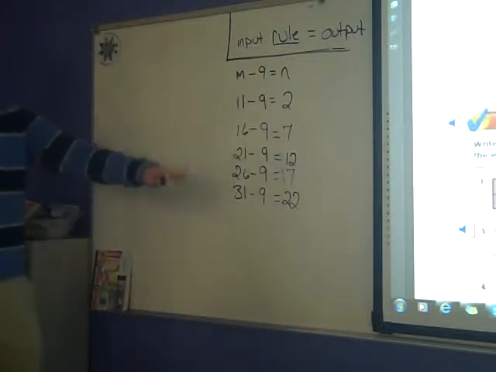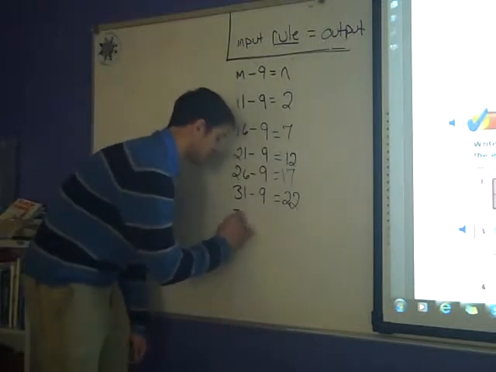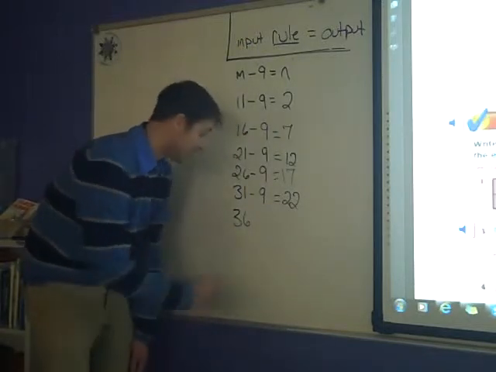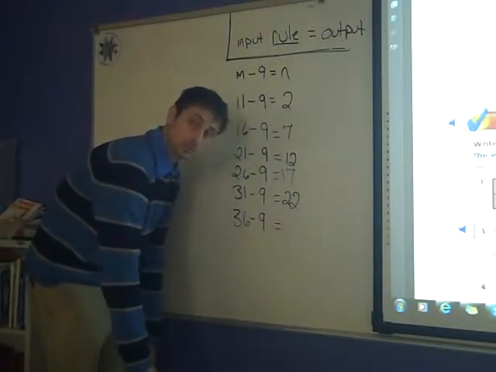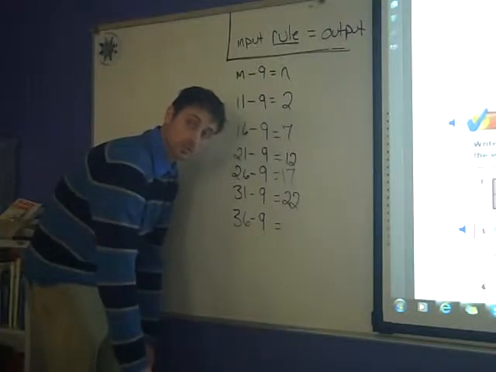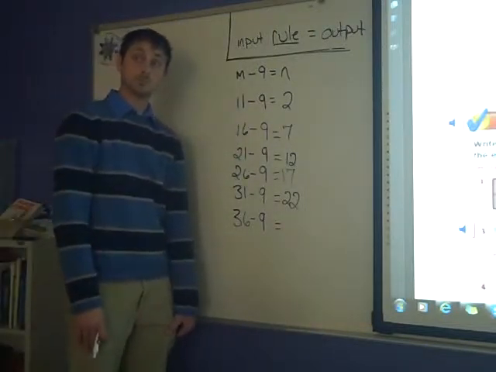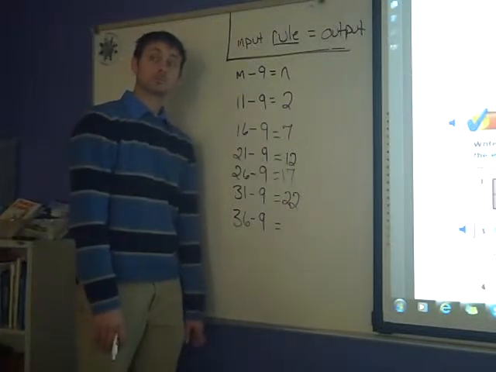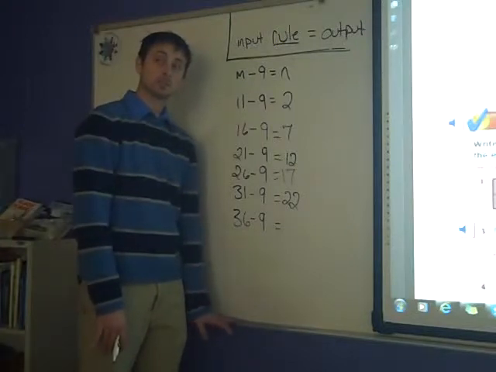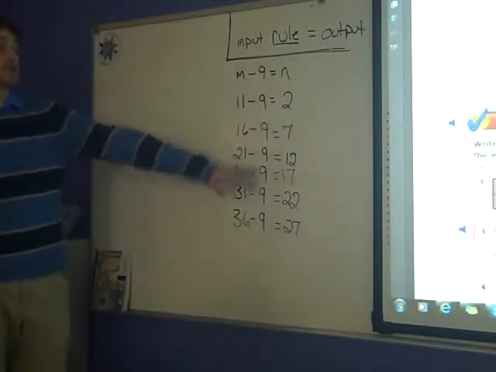What's the last number in my M column? 36. Then I do my what? Minus 9 equals what? Yeah, that would be subtracting 10. Think about it, honey. Okay, there you go. 27. So now all you have to do is fill in your blanks.